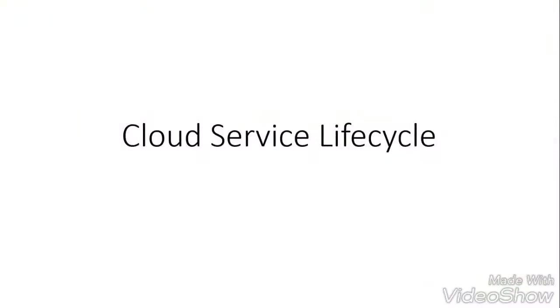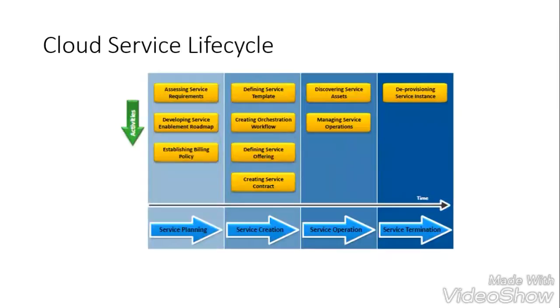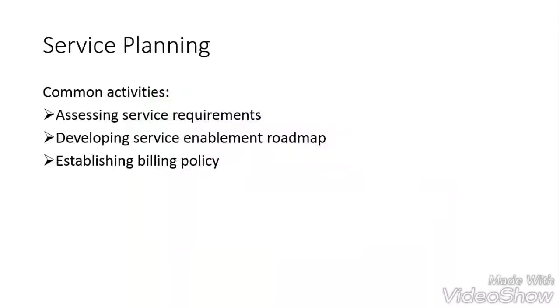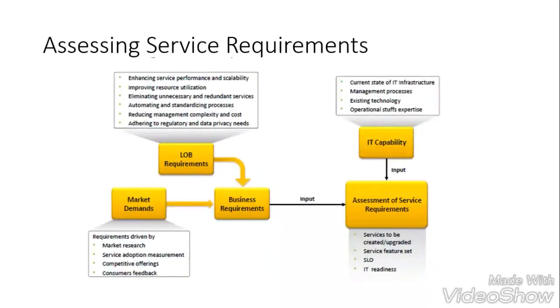Cloud service life cycle. The cloud service life cycle has 4 stages: service planning, service creation, service operation, and service termination. Service planning. The common activities are assessing service requirements, developing a service enablement roadmap, and establishing billing policy. Assessing service requirements. LOB requirements and market demands meet business requirements as input for assessment of service requirements.